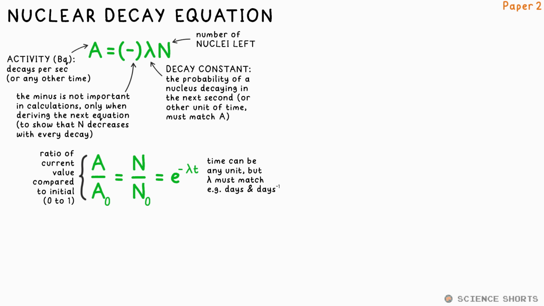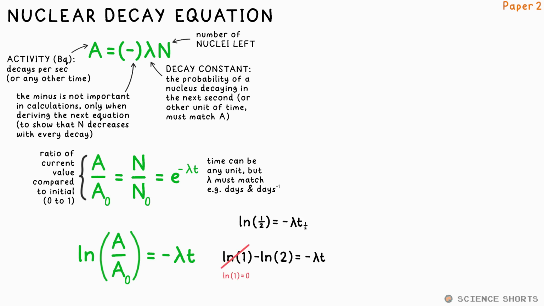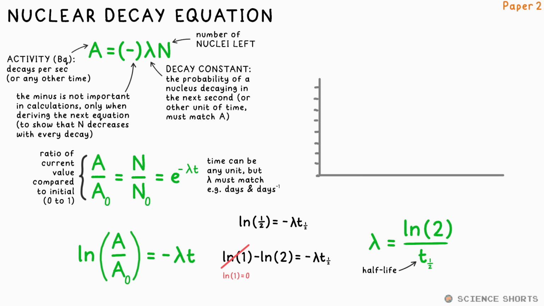It also works for N over N0, that's number of undecayed nuclei left, and it also works for mass too. If you need to rearrange for lambda or t, we do the natural log on the other side. You might say ln if you're weird. So natural log of A over A0 equals minus lambda t. The minus is important here. If activity is halved, the time t is the half-life by definition. So that's where t half equals natural log 2 over lambda comes from.